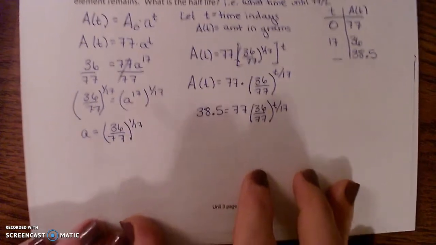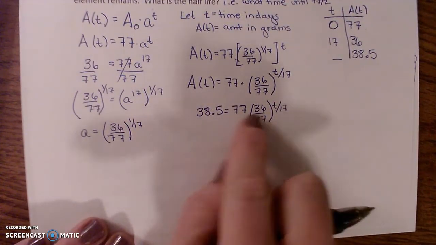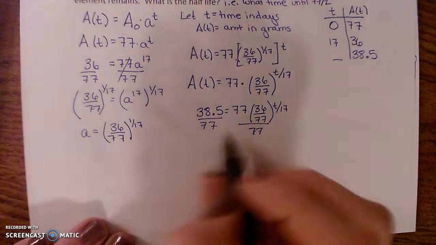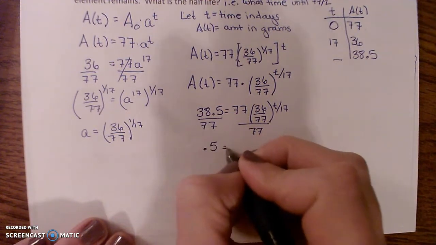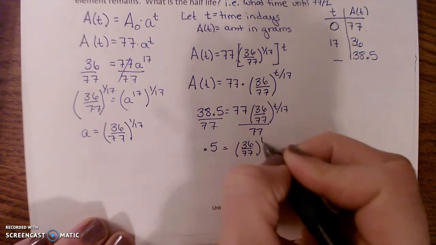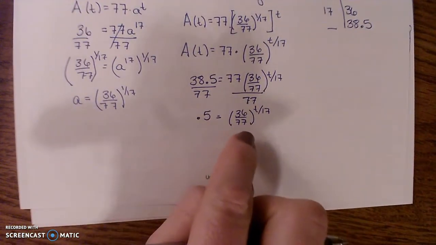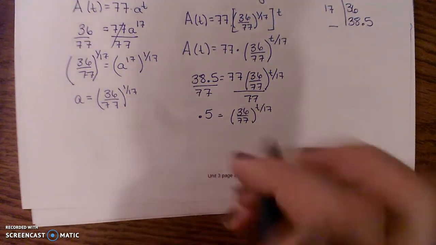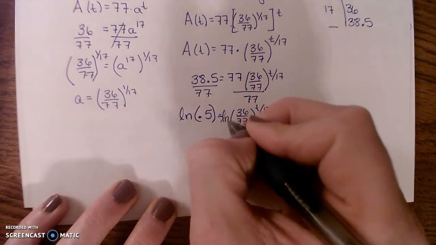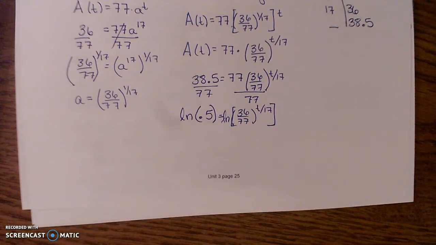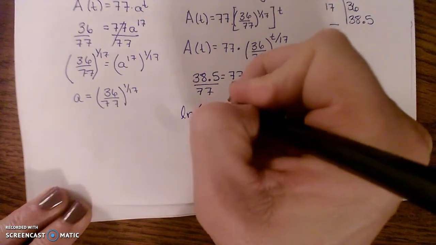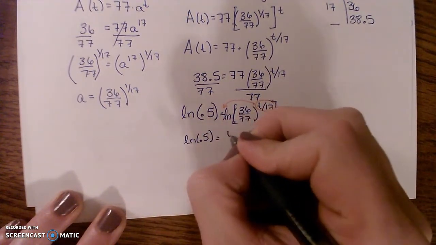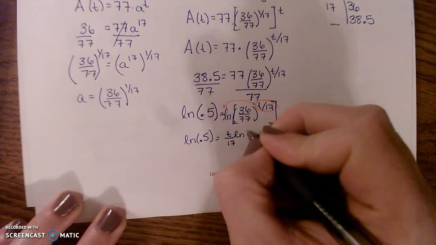Now this is an exponential equation. So in order to solve this, first I'll isolate the exponential by dividing both sides by 77. Which naturally, this should be 1/2, or 0.5. And then what I would do is, instead of using the log base 36 over 77, I would recommend applying the natural log to both sides. So natural log of 0.5 equals natural log of this whole side. And when you do that, the exponent up here comes down. And what I have left is natural log of 0.5 equals t over 17 times the natural log of 36 over 77.